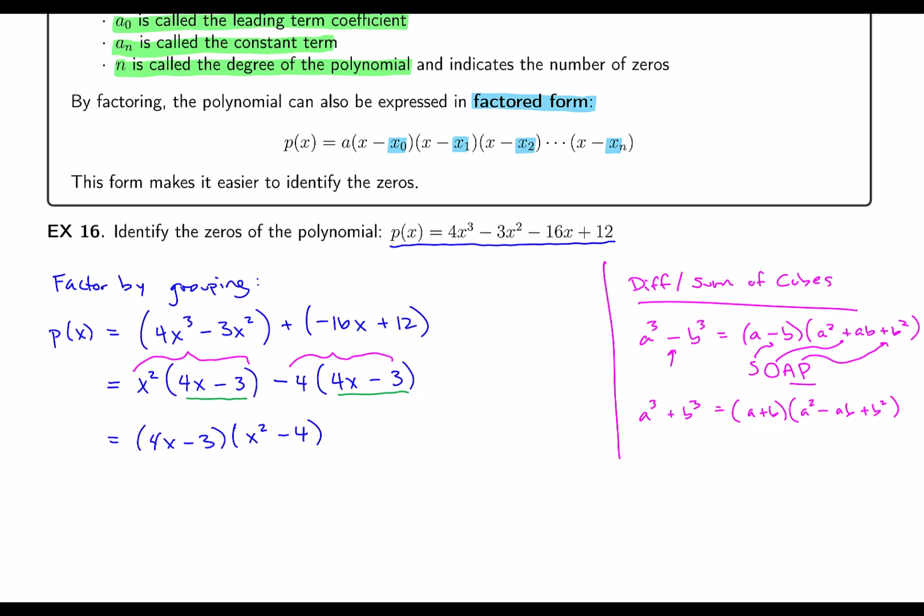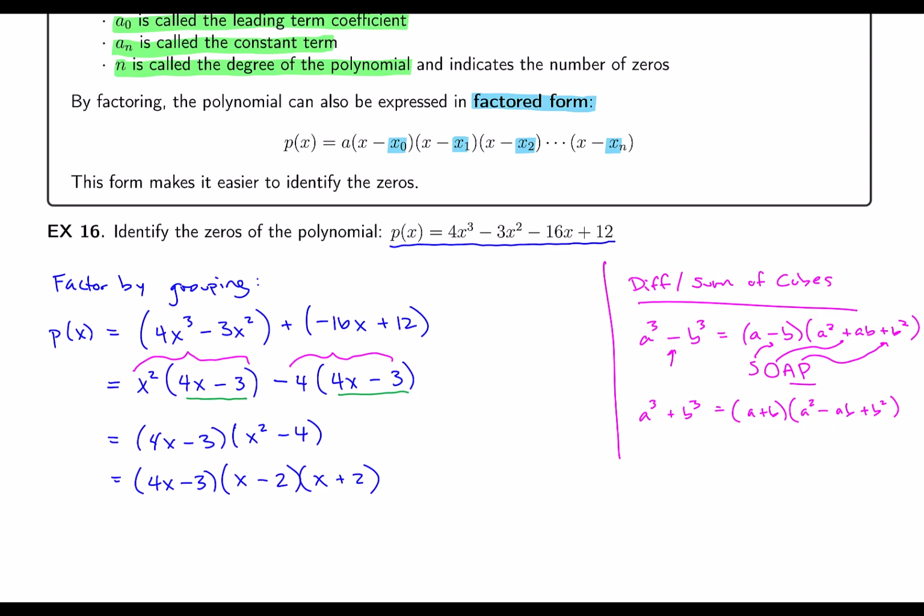Now, in particular, I can actually do a little bit better because I have x squared minus 4, which is the difference of squares, and you should know the difference of squares formula. When you factor the difference of squares, it becomes the square root of the first term minus the square root of the second, and then the square root of the first plus the square root of the second. And now that thing is fully factored.